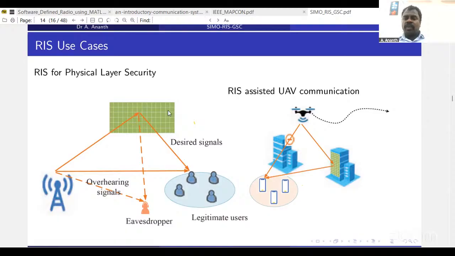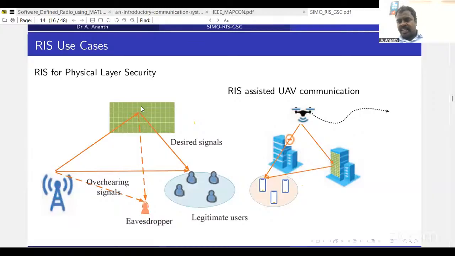So in those cases, here also we can use RIS such that the RIS can provide some phase-deflected signal to the eavesdropper, along with the direct line-of-sight communication from the source. If the overhearing signal which comes directly from your base station and the reflected signal which comes from your RIS are 180 degrees out of phase, we can make sure that this eavesdropper will never get any information about the signal that is intended for this group of users. So such kind of physical layer security also can be established using RIS.